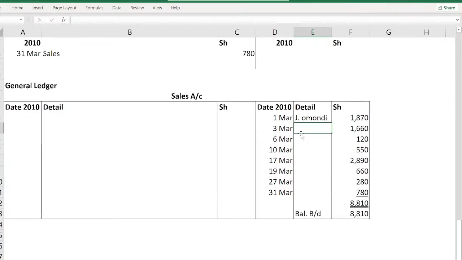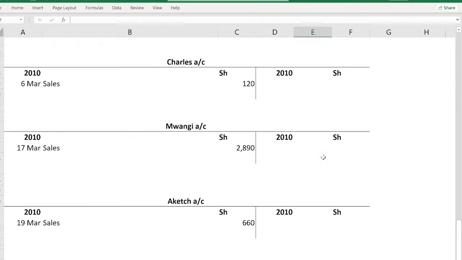On March 3, you have G. Achieng for 1660. Then you have V. Charles for 120. Credit that. March 10, again, you have J. Omondi. Then you have March 17, F. Mwangi. And then March 19, you have U. Akech for 660. Then we have the V. Sala for 280. And finally L. Kit for 780. So the total of this is 8,810.